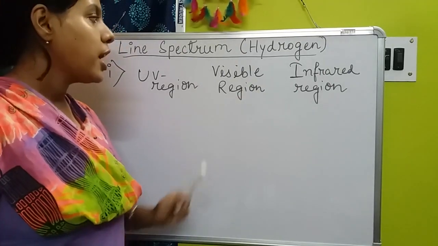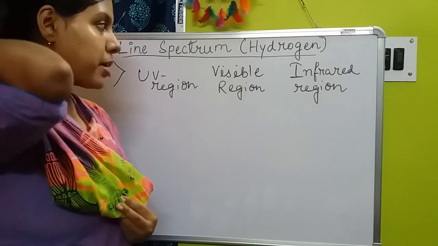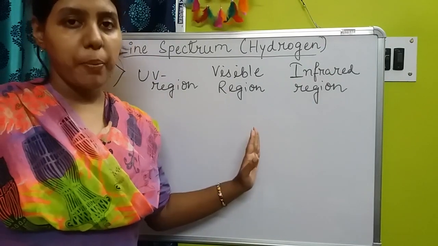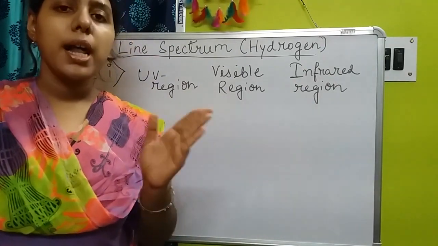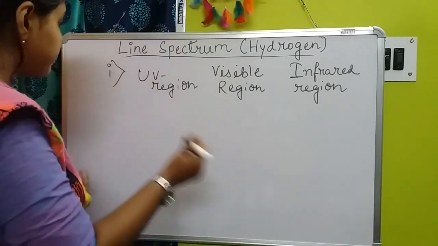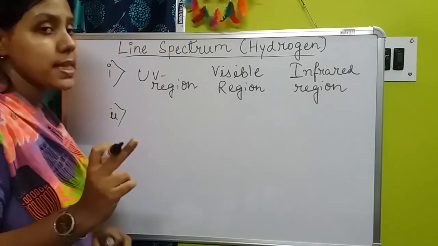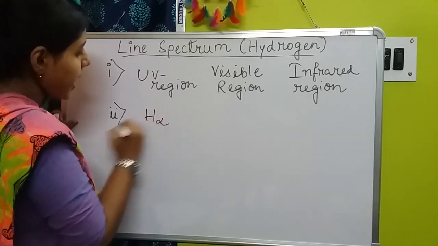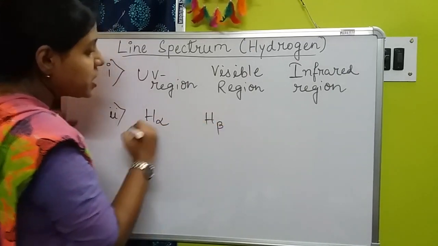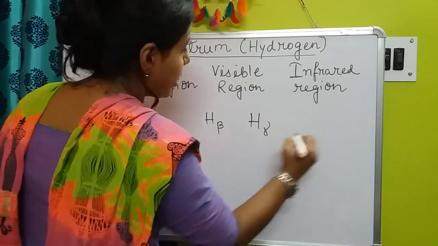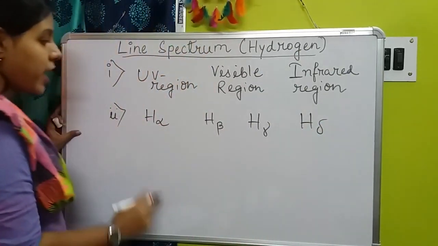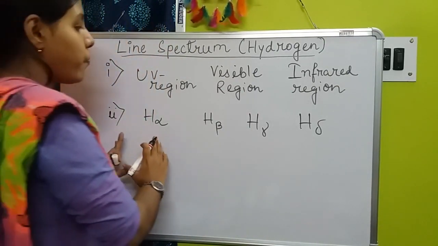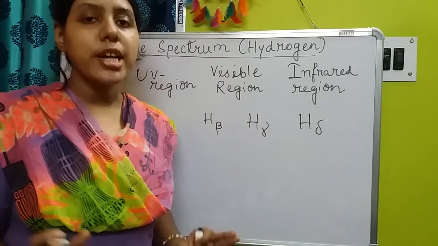By observing the visible region, the scientist Balmer observed 4 bright colored lines in it. These 4 bright colored lines found in the visible region are named H alpha, H beta, H gamma and H delta. So the 4 lines have their distinct colors.